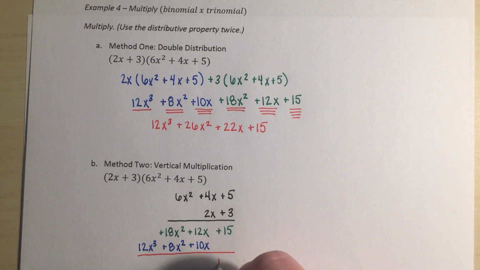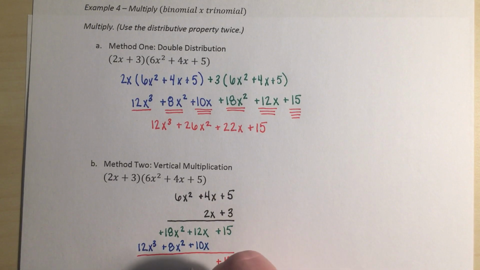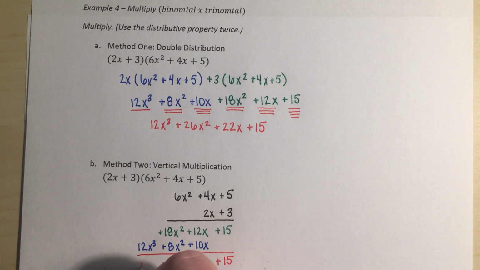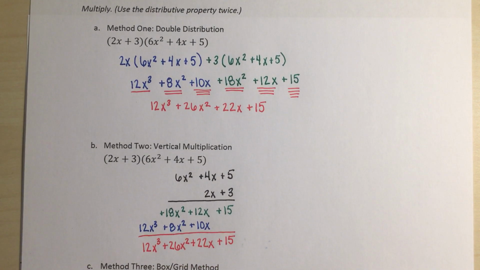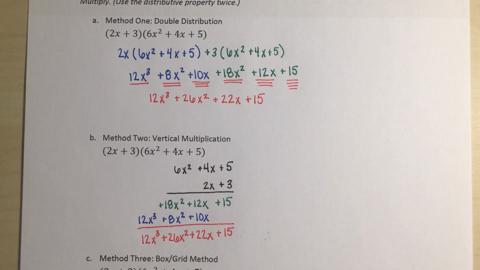Alright, so we have a positive 15, 12x plus 10x is a positive 22x, 18x squared plus 8x squared is a 26x squared, and then a 12x to the third. When we're combining like terms in this last step, remember we're not changing our exponents. We're just changing our exponents in the 2 steps where we're actually doing the multiplication, that green and that blue product that we have there. Notice that we get the exact same answer for both of these problems. We just arranged our work a little bit differently.